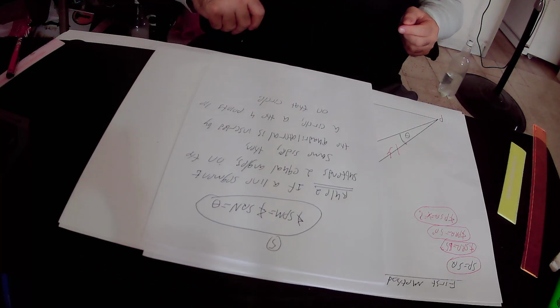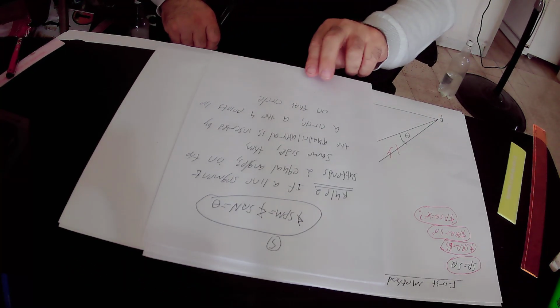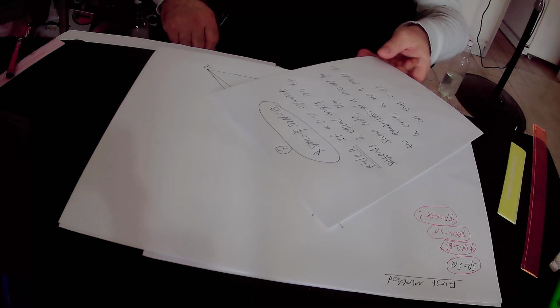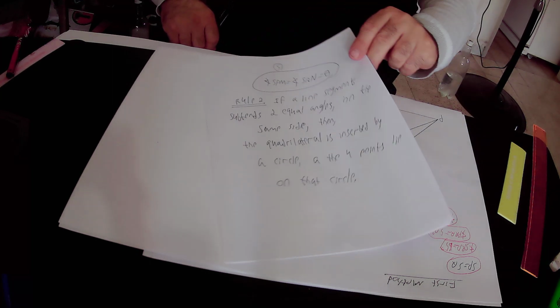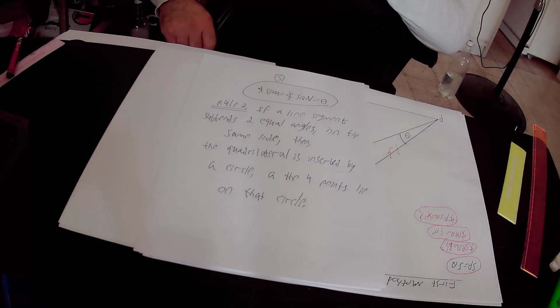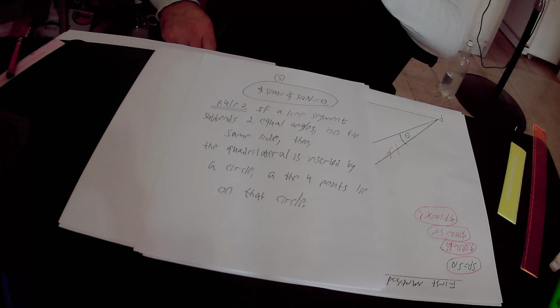So I will read rule number 2 again. Rule number 2 says that if a line segment subtends two equal angles on the same side, then the quadrilateral is inscribed by a circle and the 4 points lie on that circle.